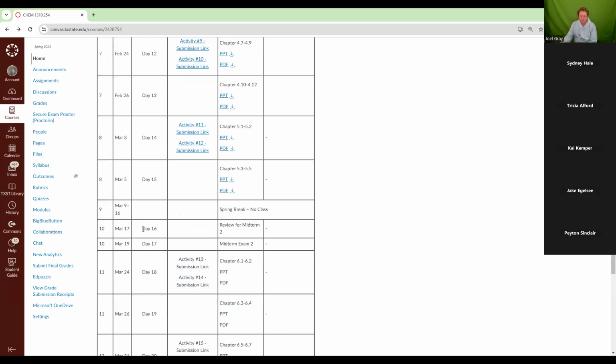If you look at the schedule, looking ahead, day 16, the Monday after spring break, we're going to be reviewing for our exam, and then our exam is going to be on Wednesday, March 19th. I know it seems like it really sneaks up on you. Yeah, it does. It sneaks up on me too. So I just wanted to go through that to give you an idea of what to expect.